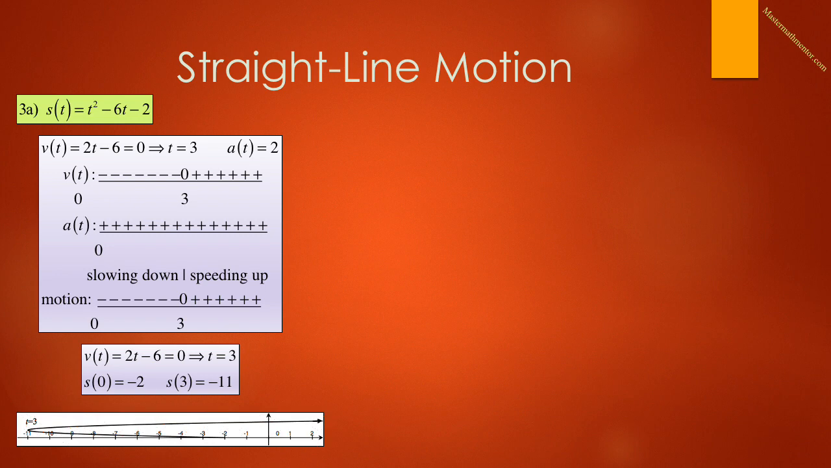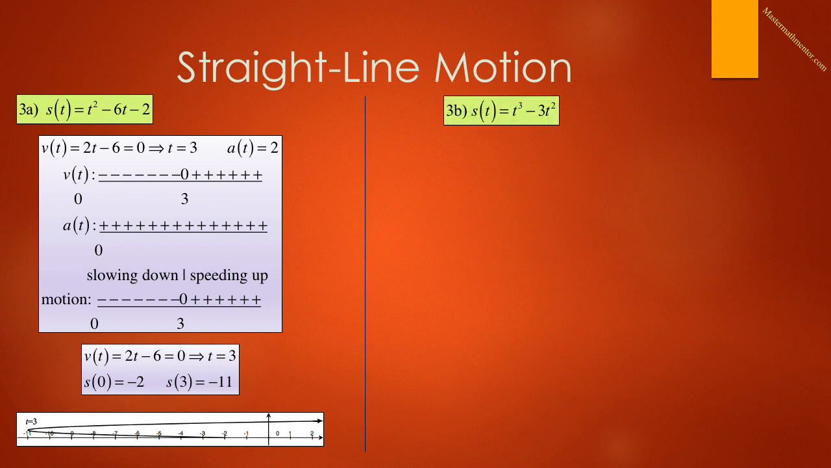So we know that at t equals 0, our particle is at negative 2. At t equals 3, our particle is at negative 11. And from our sign chart for velocity, we know that our particle is moving left, stopping, and then moving right. So we see that in the graph, the particle moves left to t equals 3, and then moves right forever. Again, we put a curve on it so that we can show the motion along the straight line.